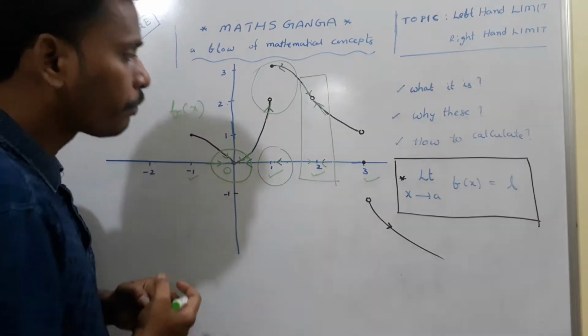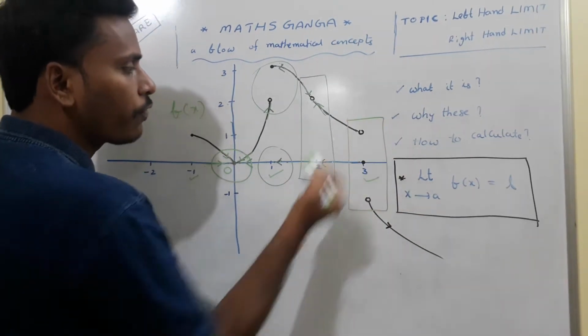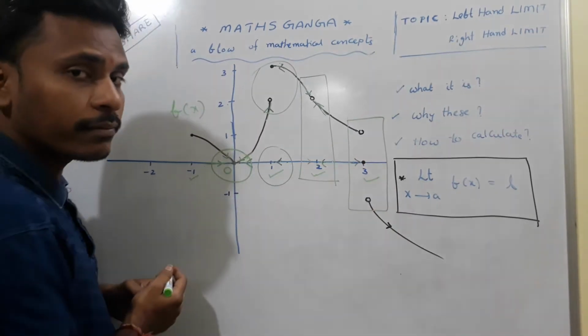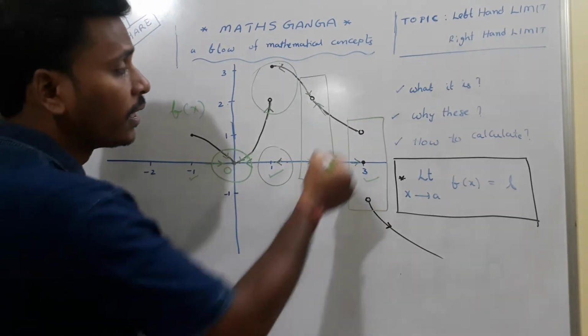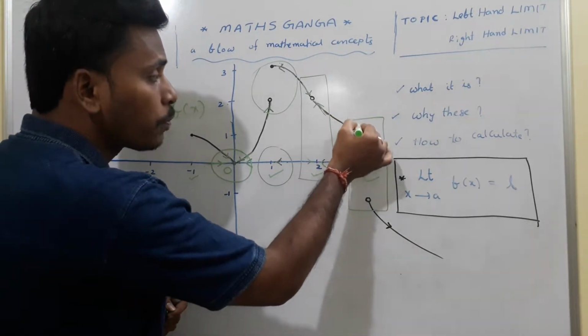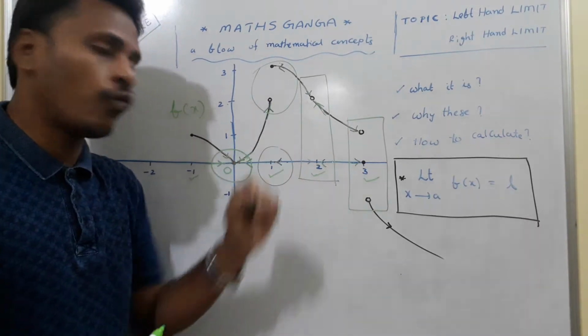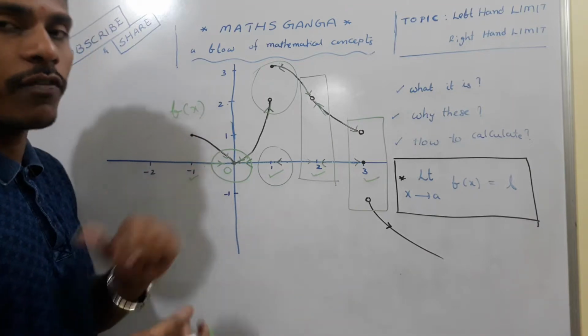Right? Then try to check in the surroundings of 3. These are the surroundings of 3. If x values are running towards 3 from the left side, then the graph is approaching this point. This point corresponds to 1. So the graph approaches 1. So the left hand limit is 1 at 3 for f of x.